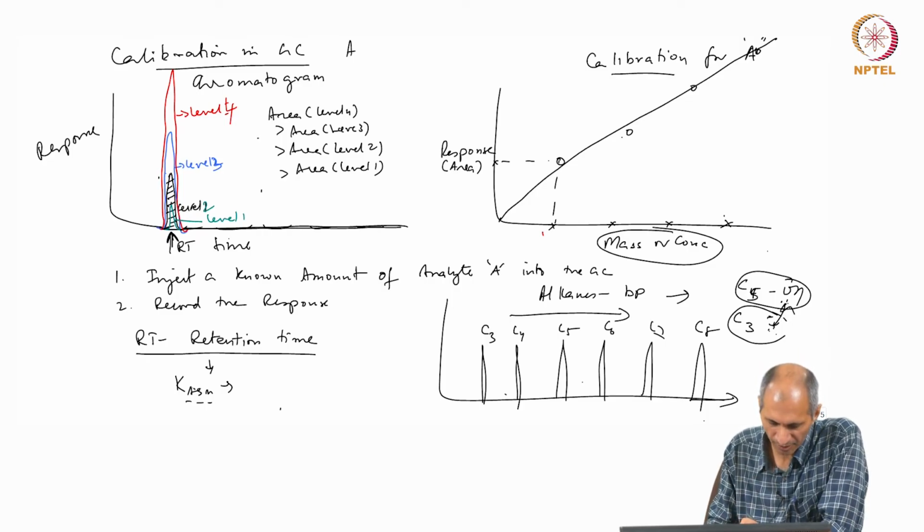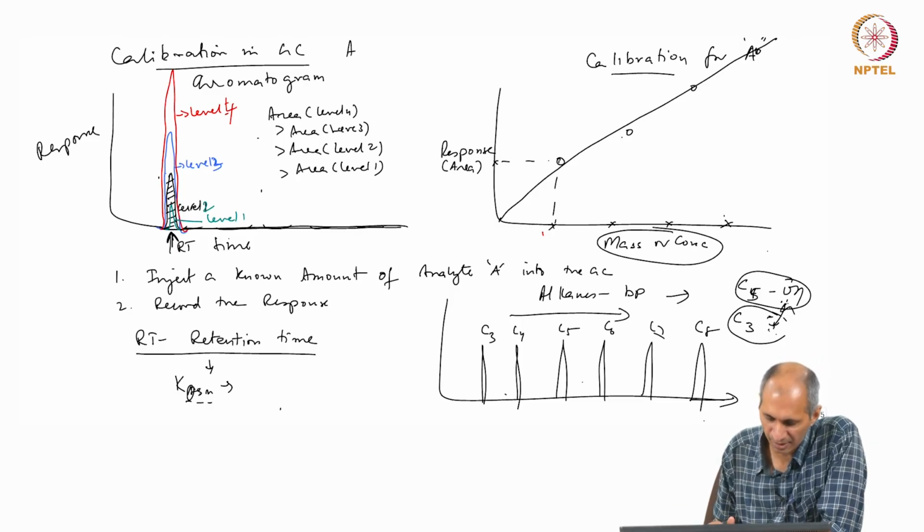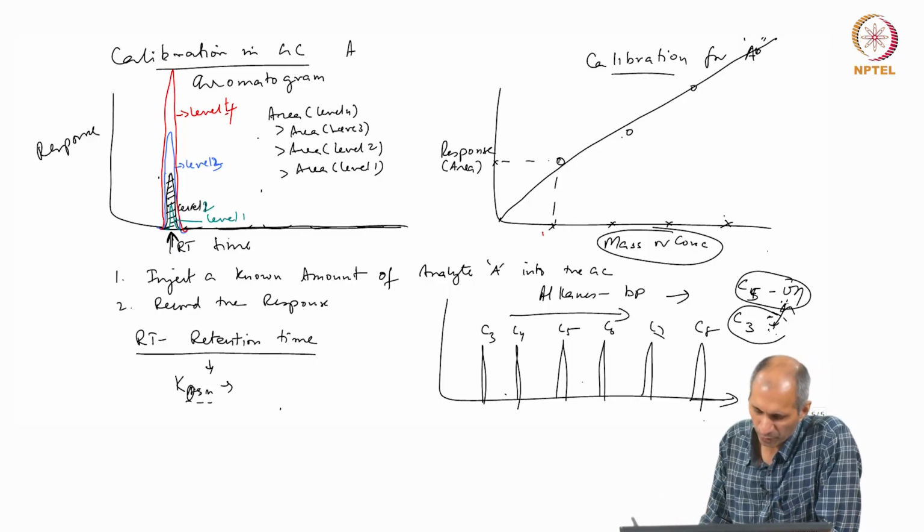The polarity of A with reference to S and M is important. So, if a compound has a polar group, the hydrophobic nature of this compound also determines where the compound will come out, what its retention is. So, all these are points to be considered.